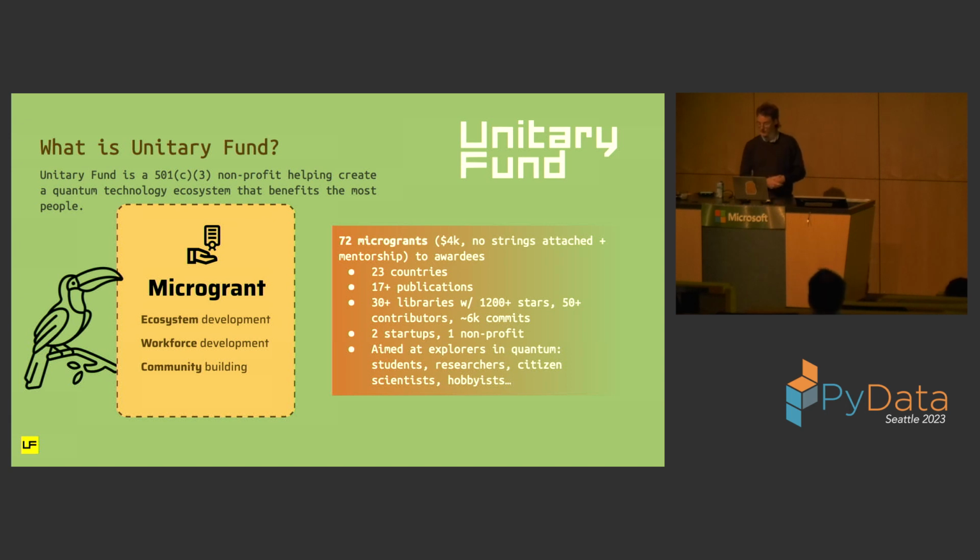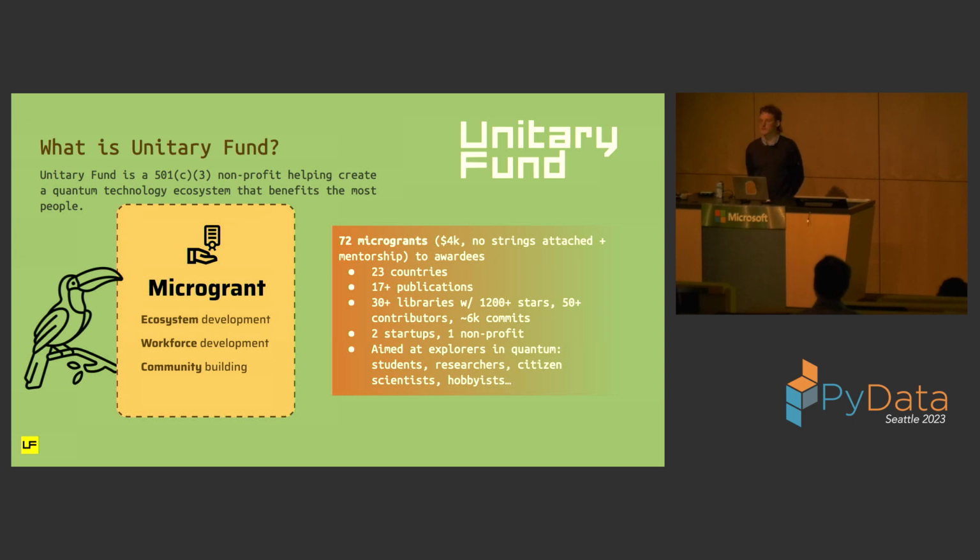And so thus far, I think we've given 72 microgrants. I think we've actually given a few more since this number was updated, but they haven't been announced. So a few more coming. And yeah, it's really a global phenomenon. We've given to 23 different countries, and it's led to quite a few different publications. So people write their software and then use it in their research and make publications about it. And yeah, we've had over 30 different libraries. 2 startups have been spun out, or we've funded, kind of helped start 2 startups, and also a nonprofit. And really the microgrant program is aimed at people who are interested in exploring.